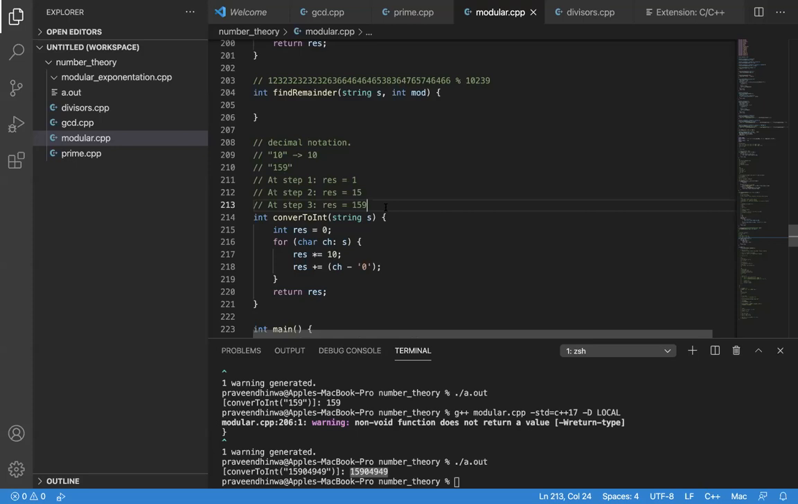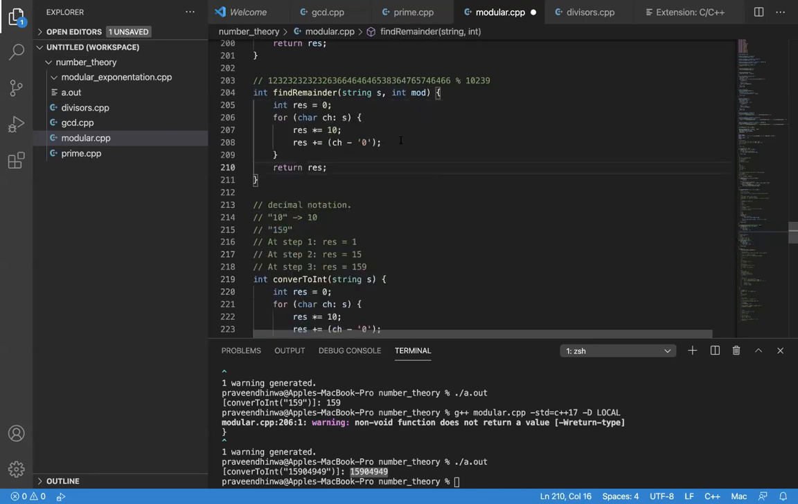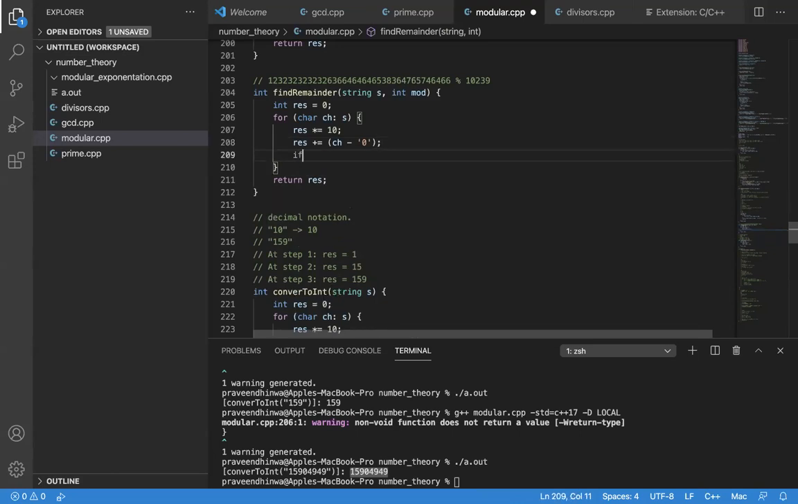Is that clear? Yes. So if you want to find the remainder, what do you do? You apply the same code, but now you have to apply mod somewhere. Where can you apply mod? You can apply mod anywhere. It doesn't matter. So you can say reg %= mod and return your answer.